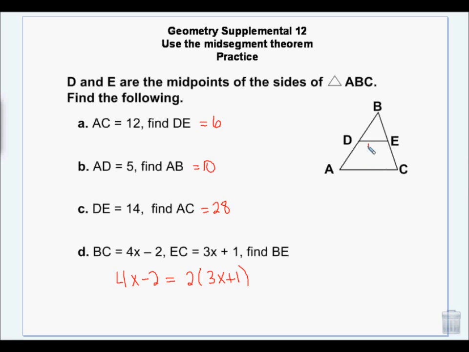DE, this part right here, was 14, and this is twice that length, as long as it's parallel. So I'm going to distribute that 2. The 2 came from BC being the long part, and EC being the short part. So EC is 1/2 of BC. So if I take EC and multiply it by 2, it'll equal BC.